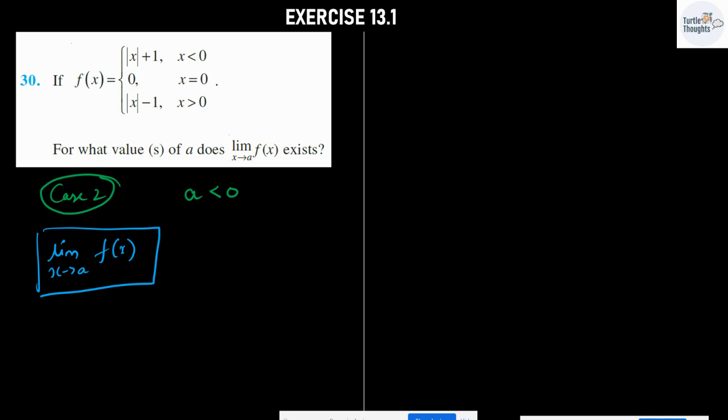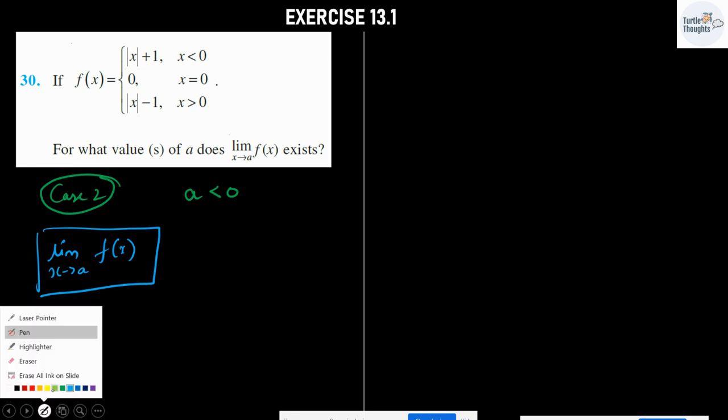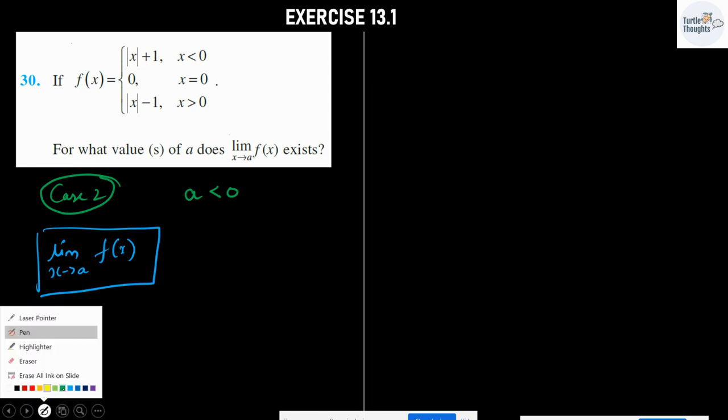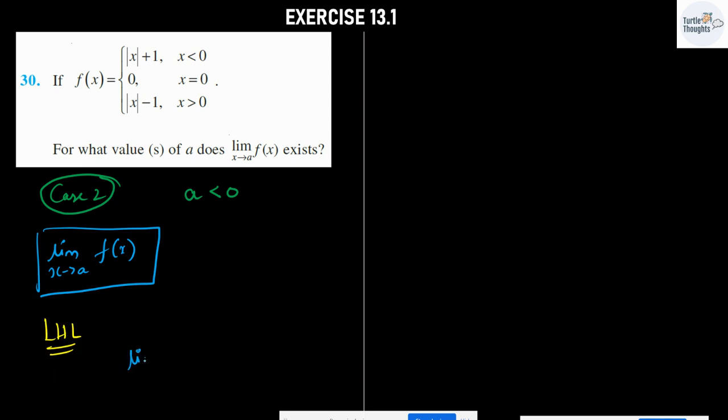So I can tell over here, LHL can be written as limit of f of x as x tends to, what is your a here? It is nothing but a minus. Can I take this as a minus?